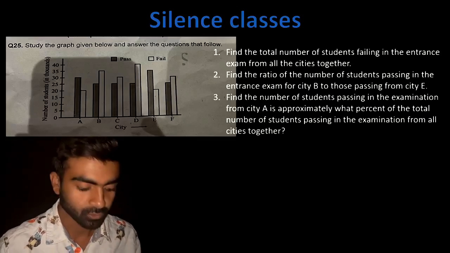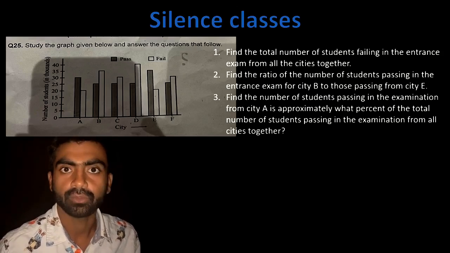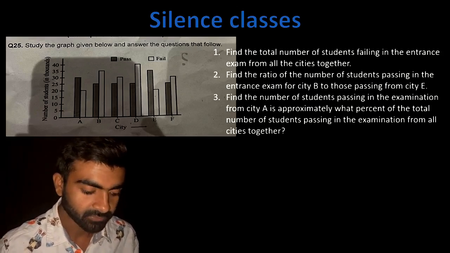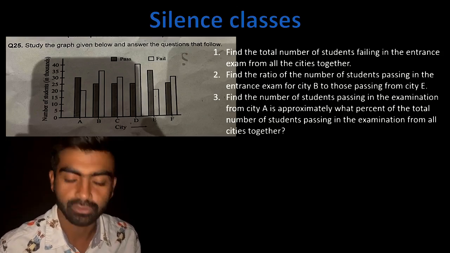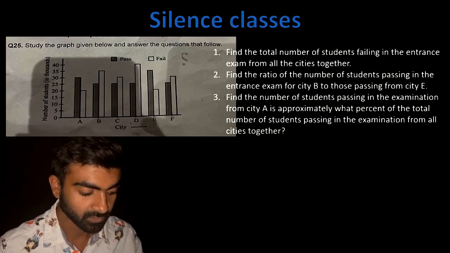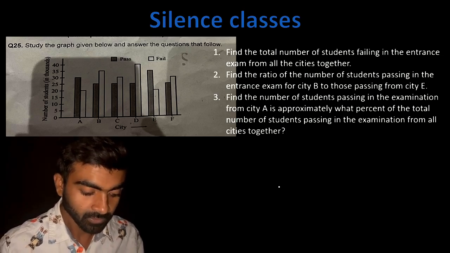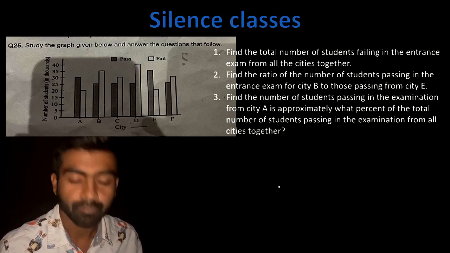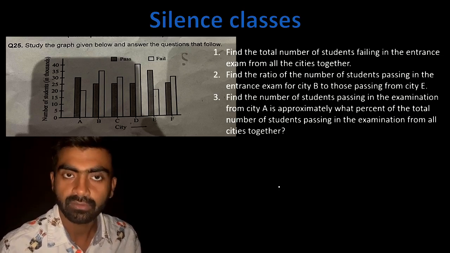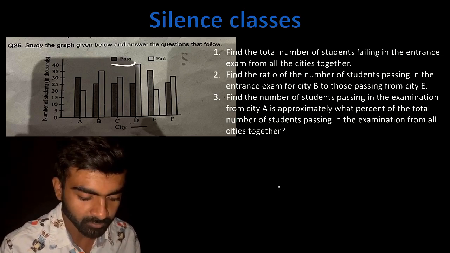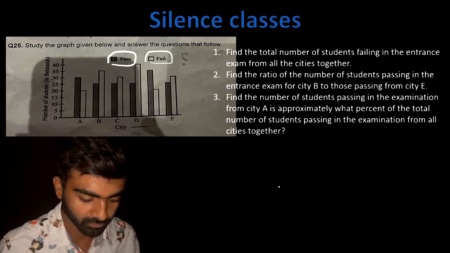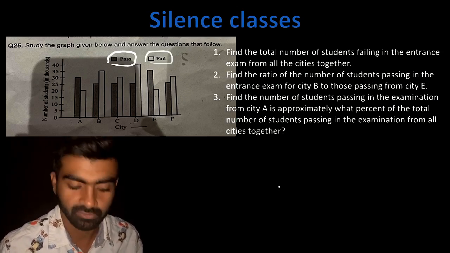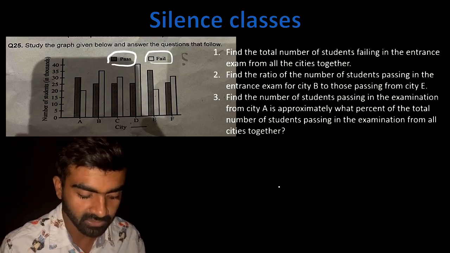Now let's continue with question number 25. Let's check what the question is saying. Study the graph given below and answer the following questions, which means we have to study this particular graph and answer these questions which are written over here. In the graph, the number of pass students and fail students are given. The pass students are highlighted in gray color, and white are the fail students. The number of students is given in thousands, and the cities are A, B, C, D, E, and F.